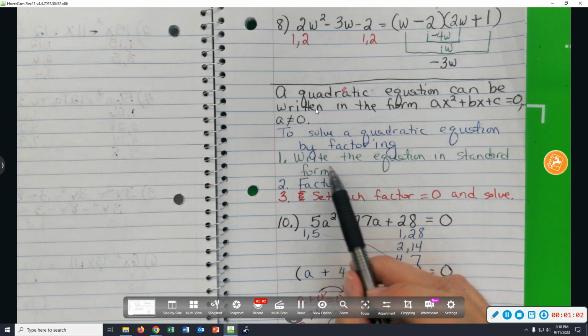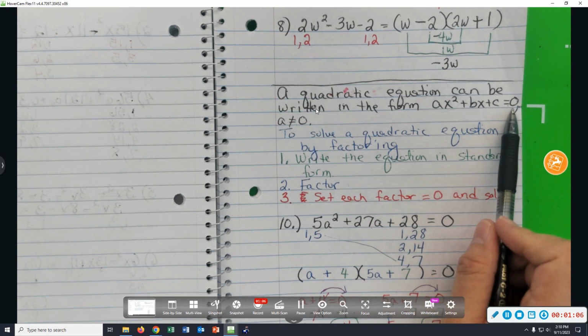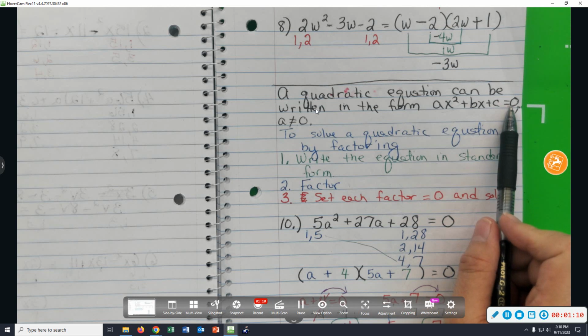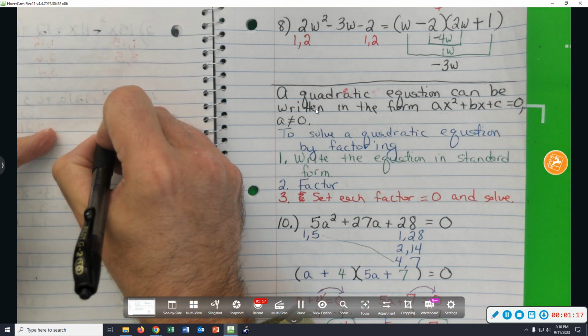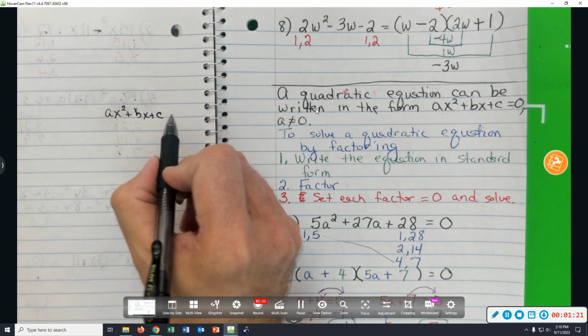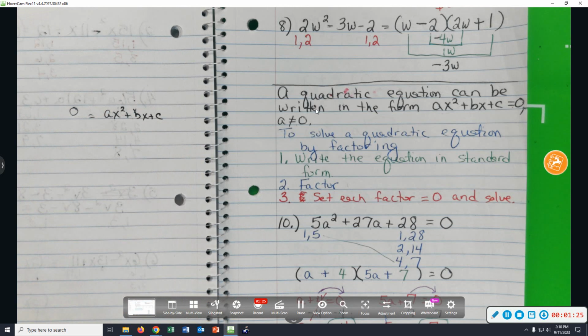And to do that, you have to have it written in that standard form with a 0 on one side. Usually we write it with a 0 on the right, but theoretically there's no reason why it couldn't be written like this: 0 equals ax squared plus bx plus c. Instead of saying equals 0, you could have the 0 over there on the left.